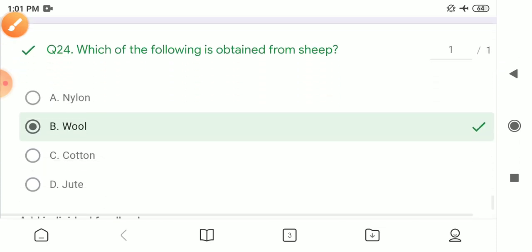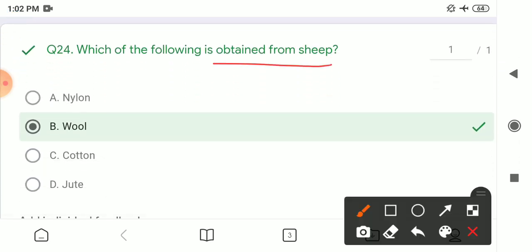Next 24th number, which of the following is obtained from sheep? The options are nylon, wool, cotton, or jute. So the answer is option B, that is wool. We are obtaining wool from the sheep.